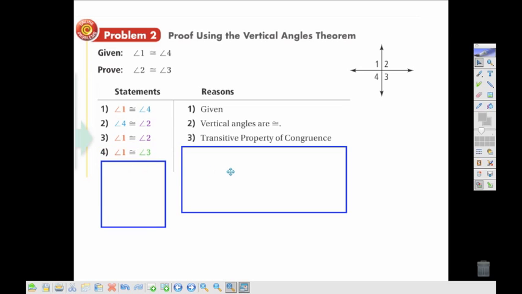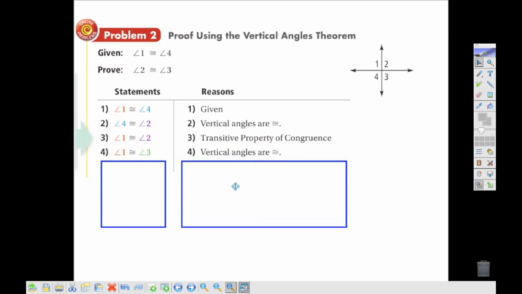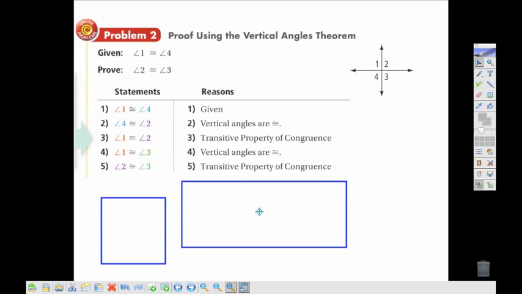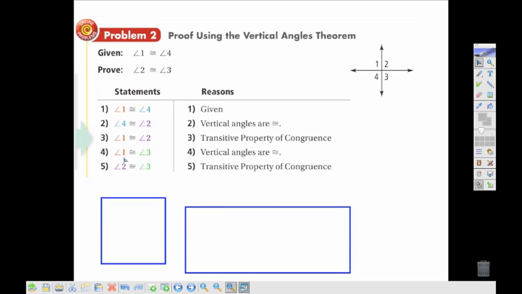We also know that 1 and 3 are vertical angles, so they're also congruent. And then in our final step, we use the transitive property again just to move that around and say, well, rather than 1 to 2, 1 to 3, we can also say 2 to 3.